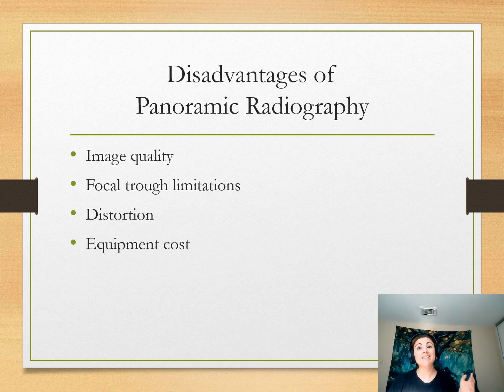All right, and so anytime we have advantages, it means we probably also have disadvantages. One of the disadvantages is that the image quality is not quite as good, right? There's a little bit of blurring and a little bit of distortion that we see on a panoramic image over intraoral radiographs. The focal trough has limitations, right? If our patient isn't the proper size or shape that the focal trough wants our patient to be, then we're going to see a little bit of distortion from that. Distortion is the other one.